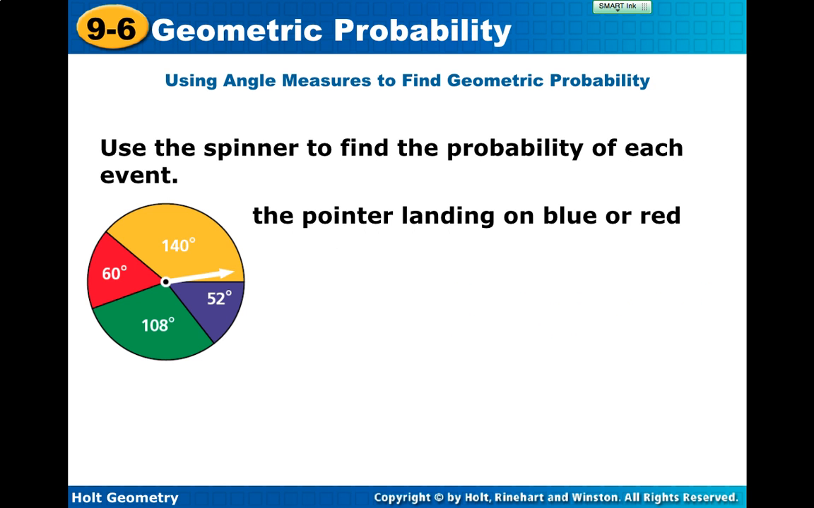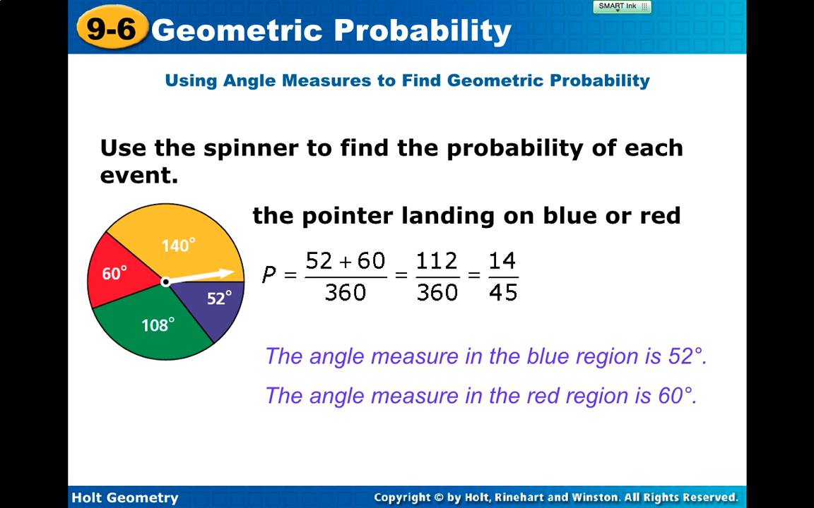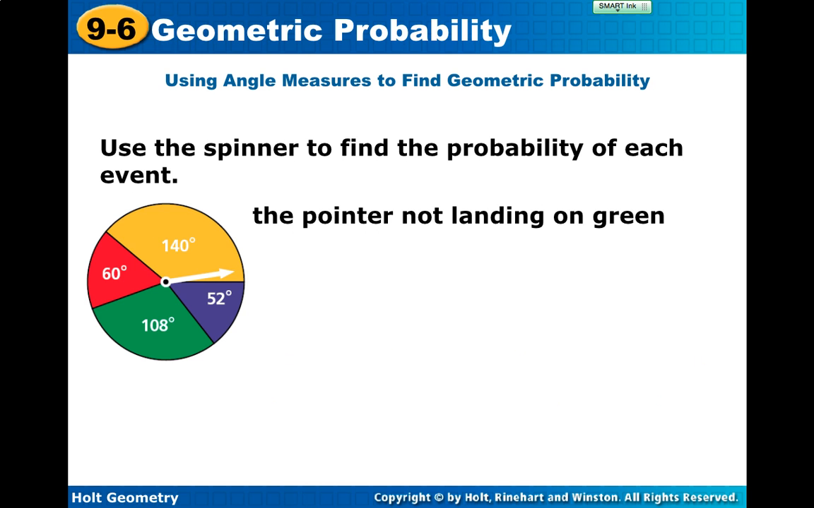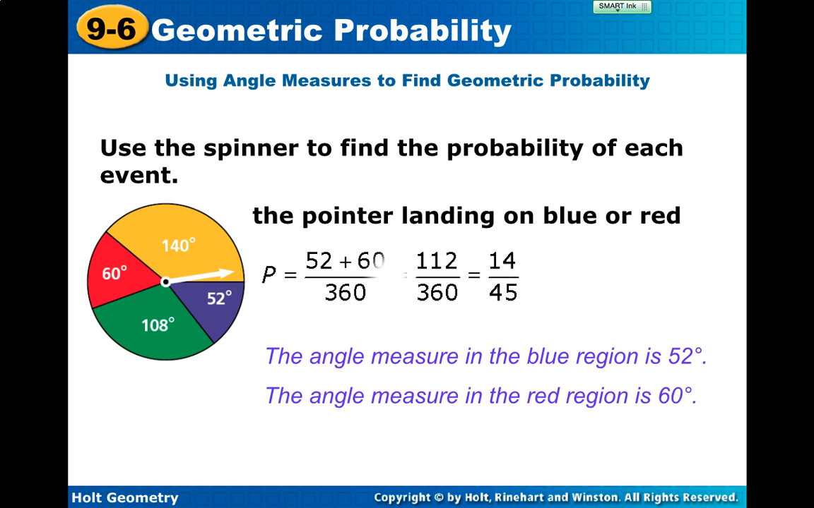Probability that the pointer lands on blue or red. 112 out of 360. With the or, you're adding those sections together, just like we did on the number line. Pointer not landing on green. I know I'm going real quick because I guess I'm not thinking I need to spend all that much time on these.